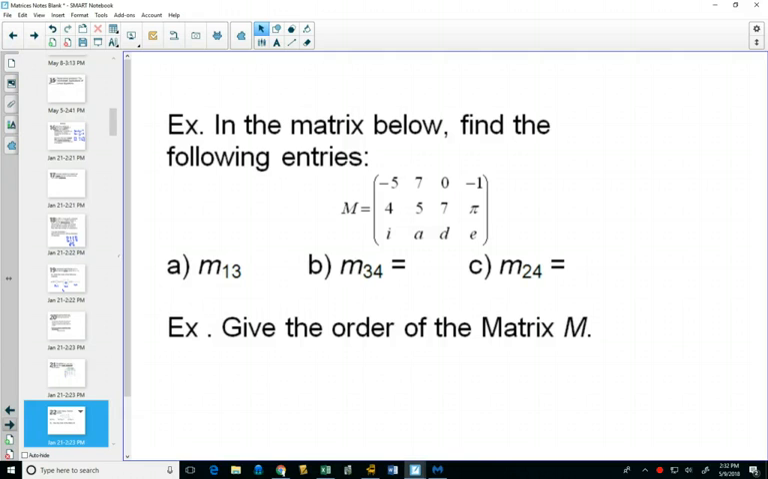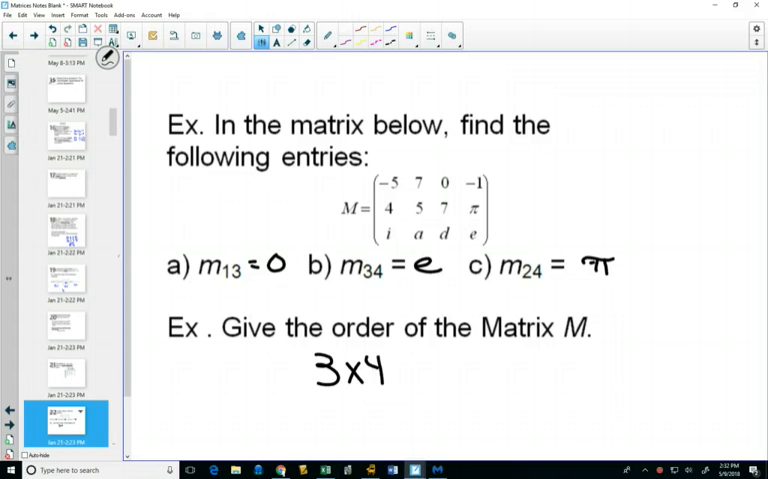Here's our matrix M. What is M13? It's 0. Row 1, third column, the element is 0. M34, e. And M24, pi. What's the order of this matrix? 3 by 4. Or 34.